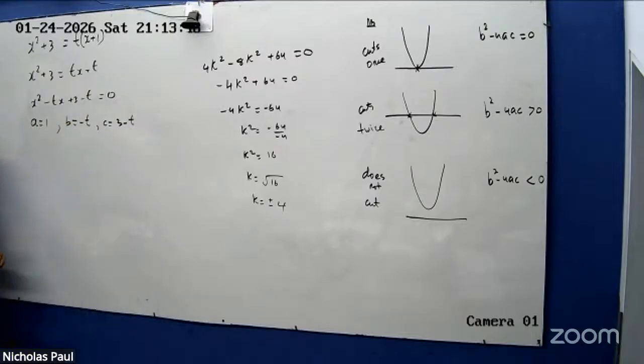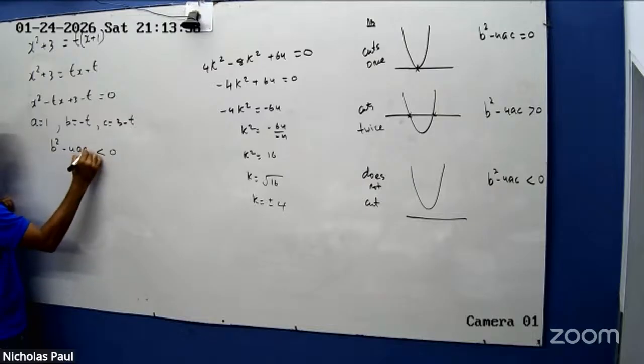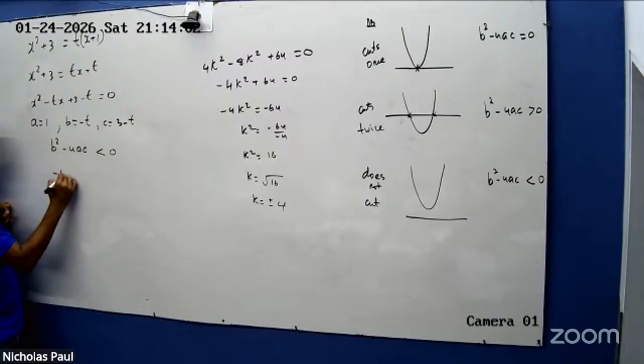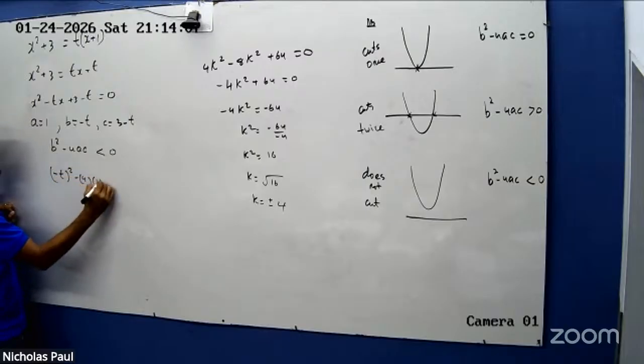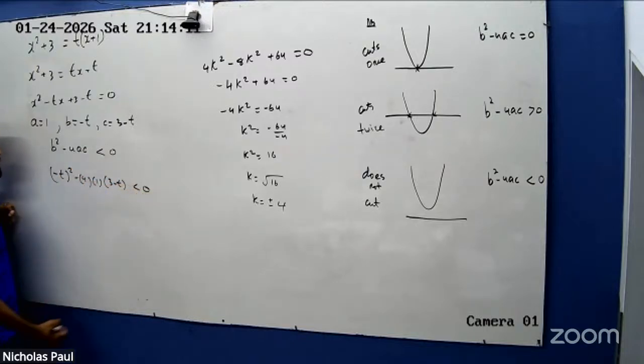Nice question. So how many roots? None, no real roots. B squared minus 4AC is less than 0. Right? So B is minus T, A is 1, and C is 3 minus T.